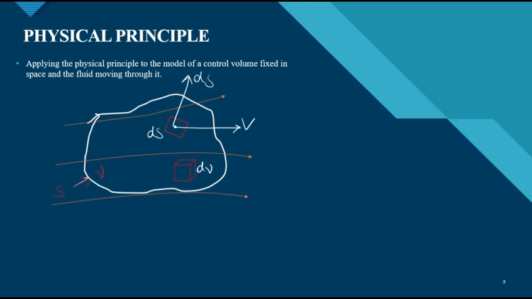In this control volume, let us consider a small elemental area dS, which has a velocity V, and a small infinitesimal fluid element whose volume is given by dV, the differential volume. V is the volume of the control volume that we have considered, and S is the area of the control volume, that is, the control surface. The surface area of this control volume is given by S.